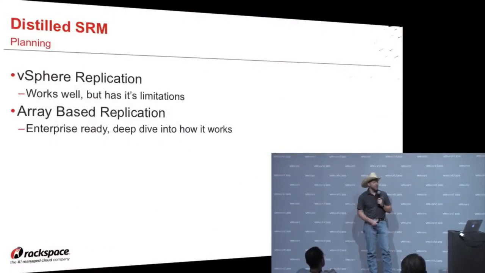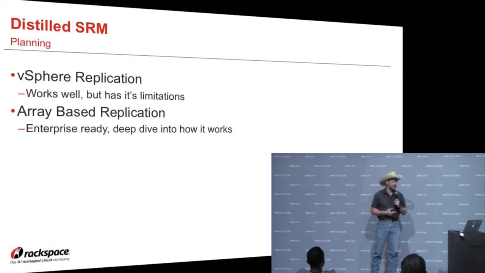So now let's talk about some planning things here. This is one of the big things to think about. When you're planning, think about your storage. What are you going to do for your storage? How are you going to replicate? vSphere Replication comes with the VMware licensing, and it works well. You can do RPOs as far back as 15 minutes, and of course you saw maybe as little as 5 minutes on newer versions.